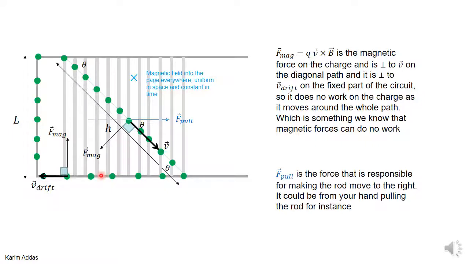And when the charge is moving on the fixed part of the wire, the speed is, in this case, V drift, but also the magnetic force is perpendicular to the wire, because V drift cross B is down and the charge is negative. So the force actually is up like this. It's perpendicular to the path. So along the whole path, the magnetic force does no work on the charge. So it's F pull that's the one that's responsible for doing the work, and we'll see how this works in a bit.